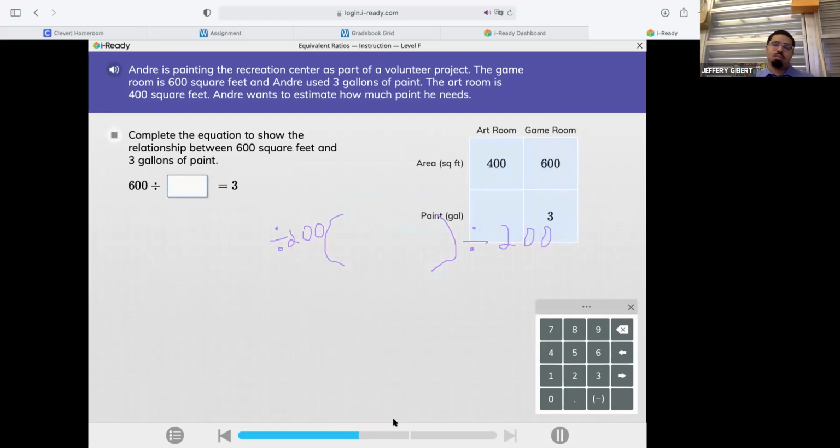Complete the equation to show the relationship between 600 square feet and 3 gallons of paint. All right, so 600 divided by what is 3? I just did it for us, so you should definitely know if you're paying attention. It's 200. 600 divided by 200 is 3.